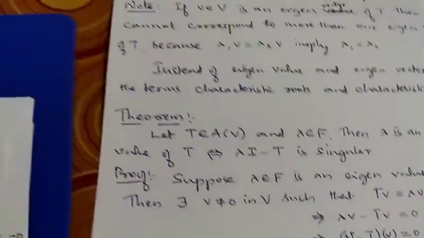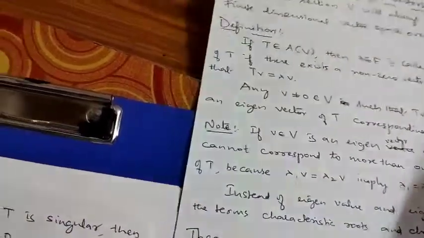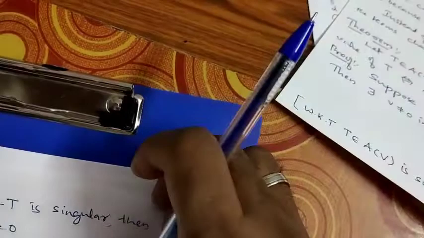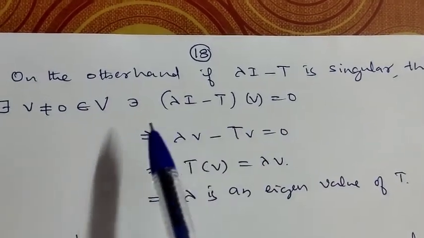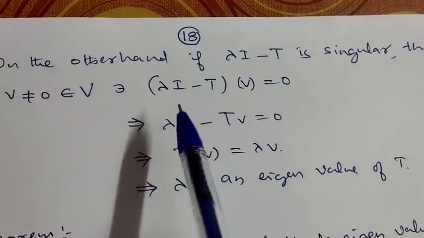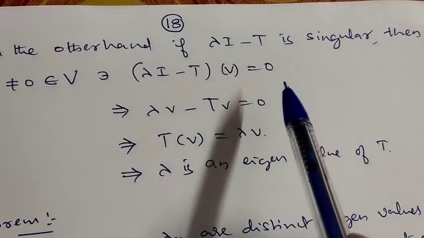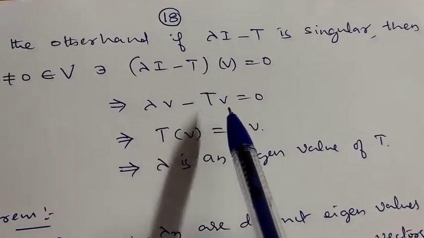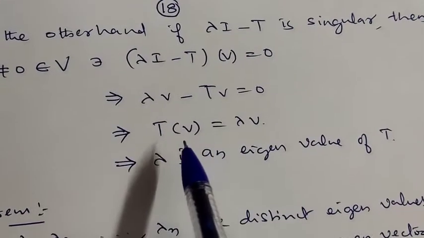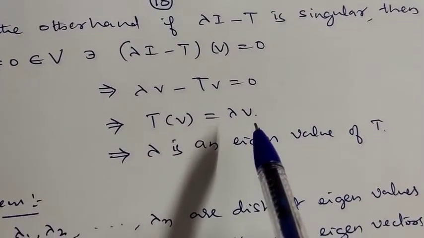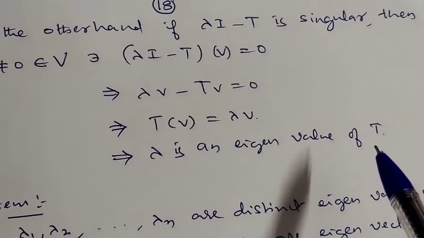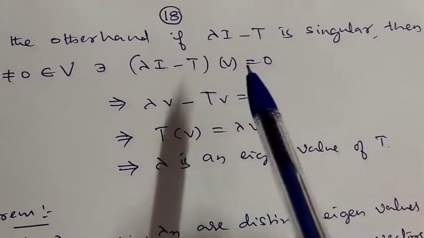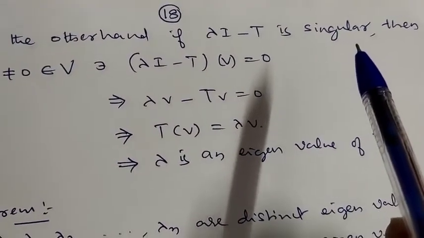On the other hand, conversely, let us take lambda I minus T is singular. Then by definition there exists a non-zero vector v in V such that lambda I minus T of v is 0. This implies lambda v minus T of v is equal to 0, or T of v is equal to lambda times v. Then by definition lambda is an eigenvalue of T. Thus lambda is an eigenvalue of T if and only if lambda I minus T is singular.